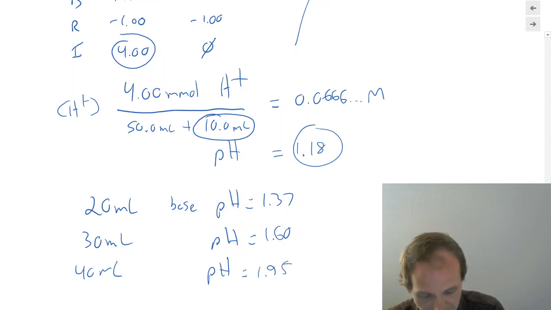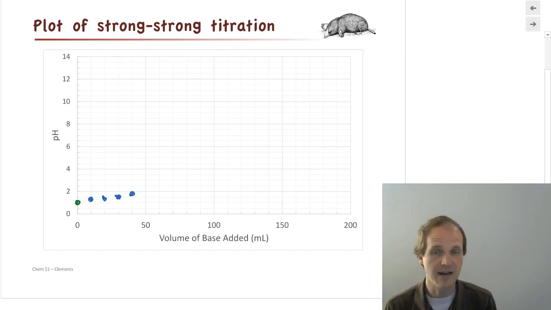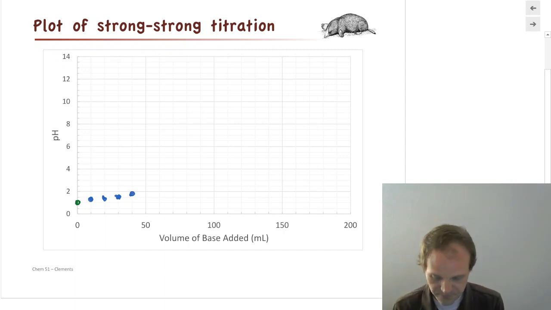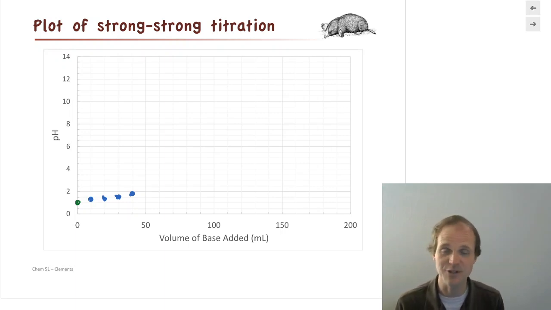So I can go ahead and plot those. 1.37, 1.60, and 1.95. Right? Not a very exciting curve right there so far. It's pretty flat. It is rising over time because we're adding base, right? It's not like we're adding nothing. We're adding base. We're using up our H+, but we still have a lot of excess H+. And anytime you've got a bunch of excess H+ around, your pH is going to be relatively low.